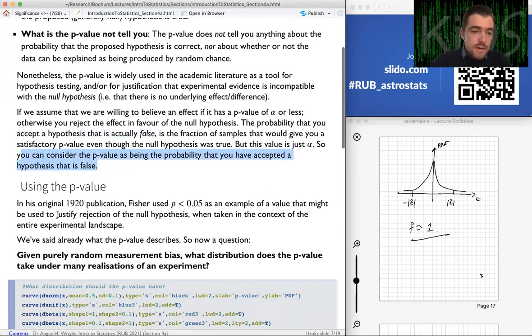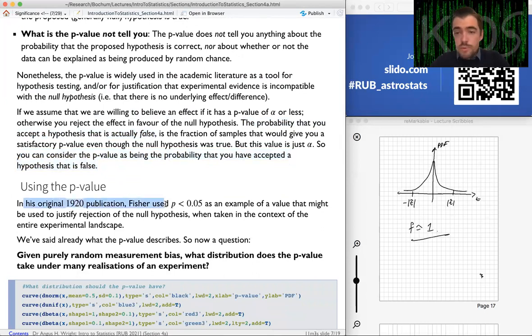Now, in 1920, when Fisher first presented this idea, he proposed the use of p less than 0.05 as an example, just an example, of a method that you might want to use for exploring whether or not the data had any tension with the null hypothesis. Fisher very, very clearly believed that this should not be used alone. It should be used in the context of the wider experiment, the wider landscape of what we were doing.